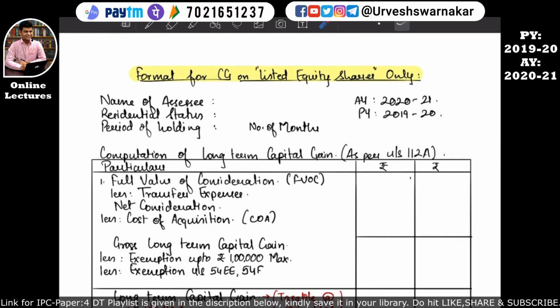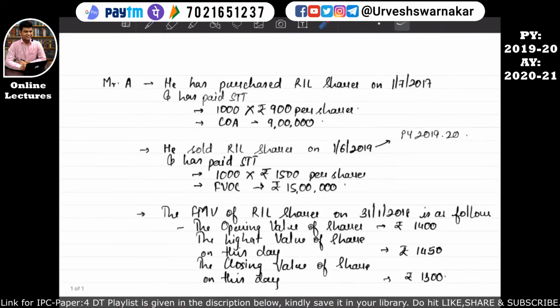Here we will write the name of the assessee. The name of the assessee is Mr. A. The residential status is not given, so we will assume resident, ordinary resident. Period of holding. Let's come into the question. Over here the asset was purchased on 1st of July 2017 and sold on 1st of June 2019. So it is very simple that it has been held for a period of more than 12 months. This is a listed security and it will fall in the range of 12 months. I hope this is quite clear.